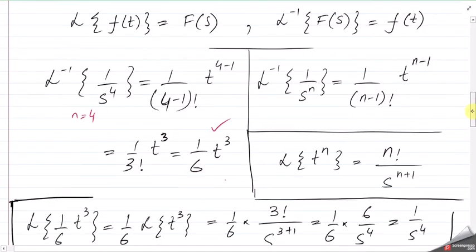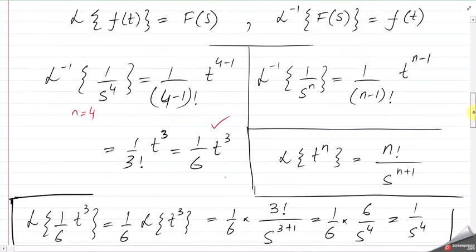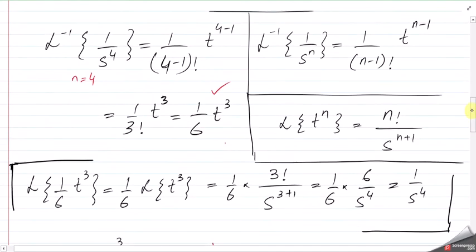Let's just check whether our answer is correct or not, just in case. So, what was the formula for Laplace of t power n? It was n factorial over s power n plus 1. So, if I take Laplace of this function, I must get 1 over s power 4. Let's see. So, I take Laplace of 1 over 6 t cube, this function here.